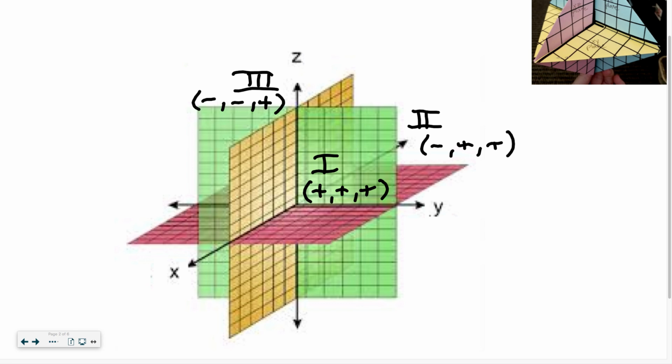And then the last one is the one right next to octant 1 in the front of your three-dimensional image. That's going to be octant 4. You can see a good portion of octant 4 over here. This one is going to be forward for x, so positive, negative for y to go left, and positive for z.